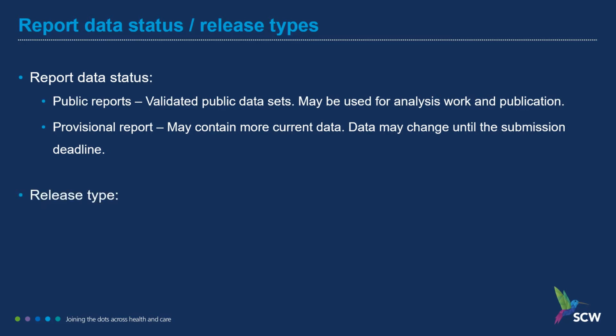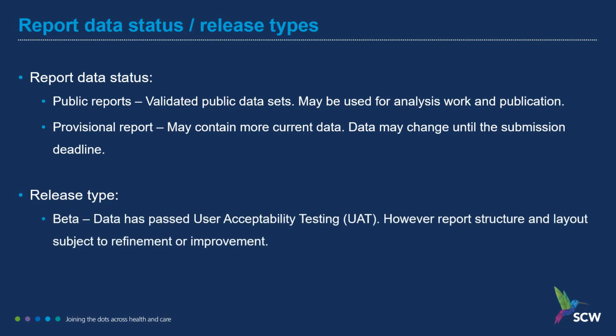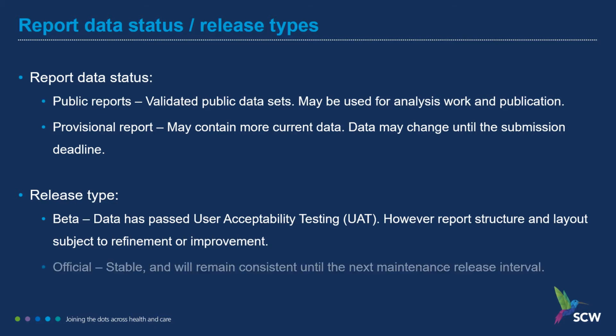There are two release types for PowerBI reports. Beta reports have passed user acceptability testing. However, the report structure and layout is subject to refinement or improvement based on initial user feedback. Official report releases consist of a stable report structure and layout, which will remain consistent until the next maintenance release interval. The release type and data status of each report is clearly stated on the portfolio page and from within the reports themselves.